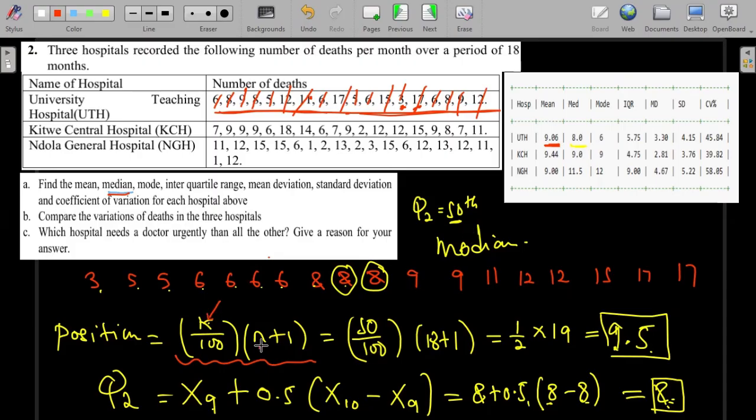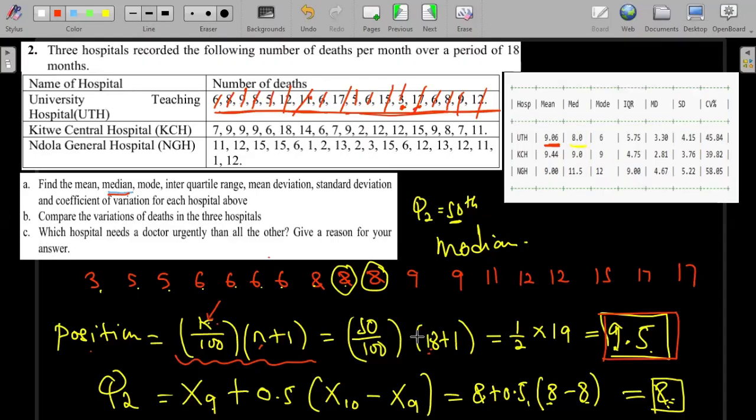And then N is the number of values that you have in the data set. So in this data set, we have 18 values. Okay, that's the 18 that I put on N. And then the K is the 50th percentile. So when I did this, I found 9.5. So 9.5 is not a position anywhere here, because you can't find position 9.5. The position can only be a whole number. It can be 1, 2, 3, like that, right?